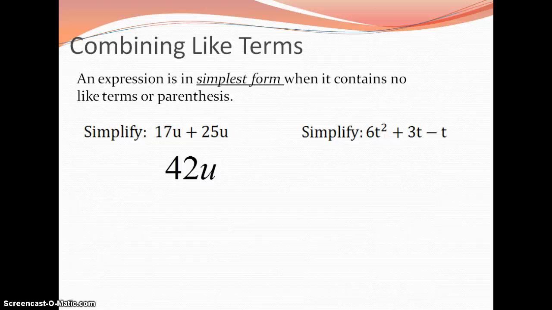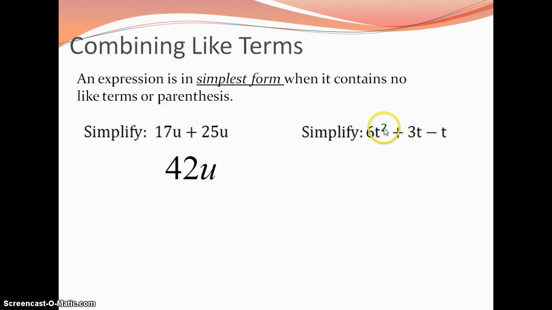Simplify 6t squared plus 3t minus t. Once again, we want to check to make sure there are no like terms involved here. My first term has t to the second power. Second term, 3t, t to the first power, minus t to the first power. Each term has a t in it, but now we have to check the powers. We can only combine if they have the same variable and the same power.